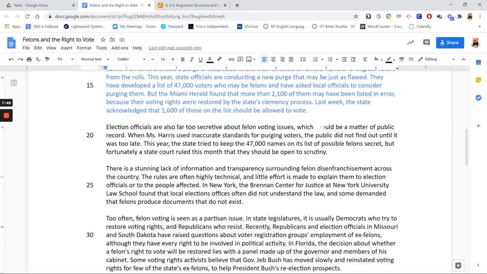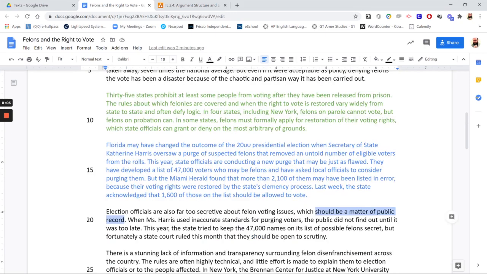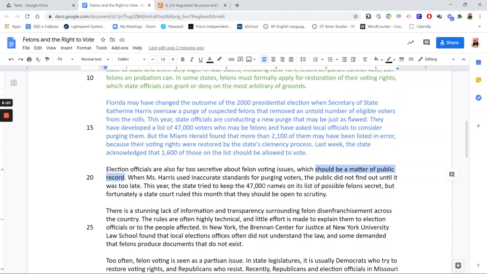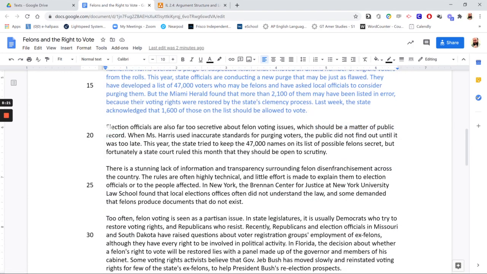We want to be careful, this dependent clause here, which should be a matter of public record, that's not our claim, because remember, our primary claim is just talking about how denying felons the vote has been a disaster. So we're talking about the past tense, maybe a little bit of the present, but mostly just the past. Whereas the should be a matter of public record, well, that's shifting to what should be in the future. So that's not going to be a supporting argument for what has happened in the past. So this first main clause here, that is going to be better off as our primary claim for this paragraph.